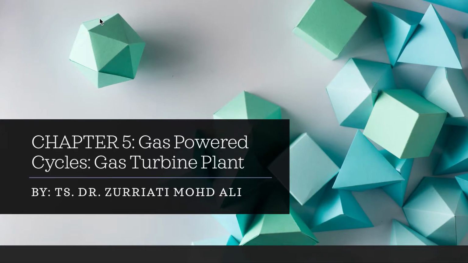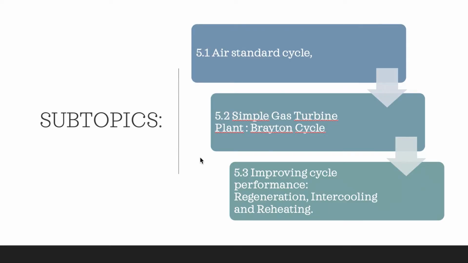We are now in chapter 5 and the topic covered in this chapter is gas power cycle, and we discuss gas turbine plant. The subtopics in this chapter are air standard assumption, simple gas turbine plant, which is the Brayton cycle, and improving cycle performance, that is regeneration, intercooling and reheating.